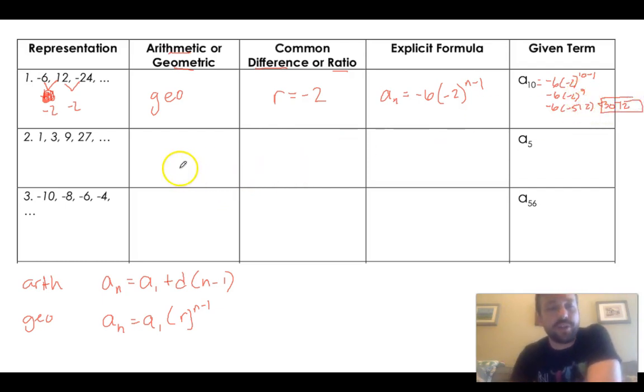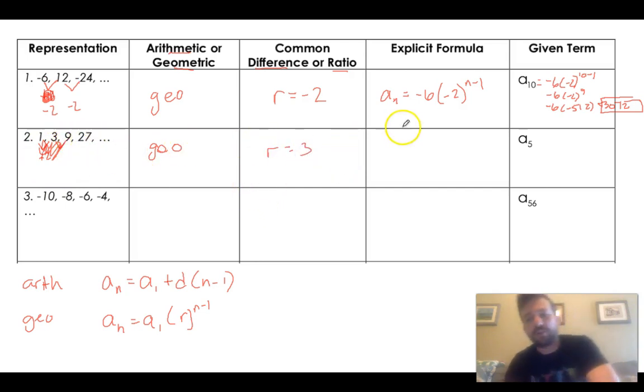Okay, let's go to the next one. Just like I said, see if it's arithmetic first. It adds 2. Does it add 2 to get to the next one? No. So that must mean it's geometric. It looks like it's multiplying each term by 3 to get to the next one, so that would be your ratio. Now I don't want to do all that one, since I just did a geometric one above. I want to do an arithmetic one next, just to refresh the memory.